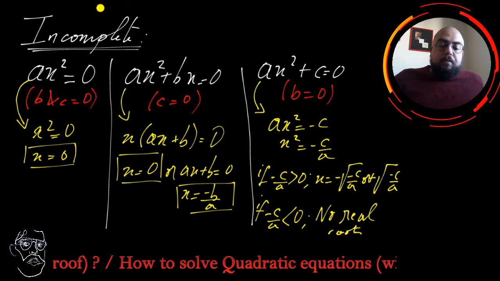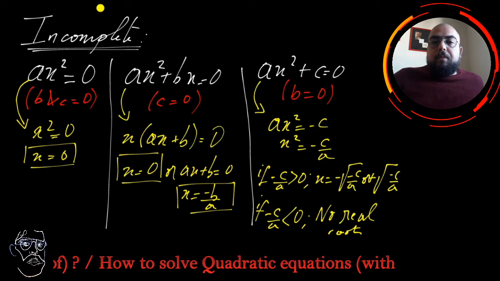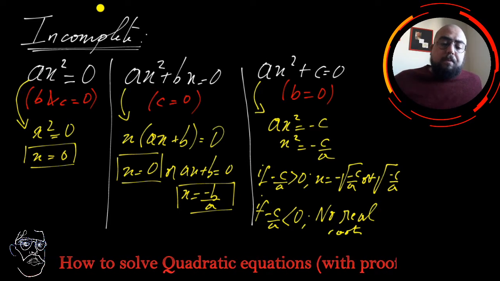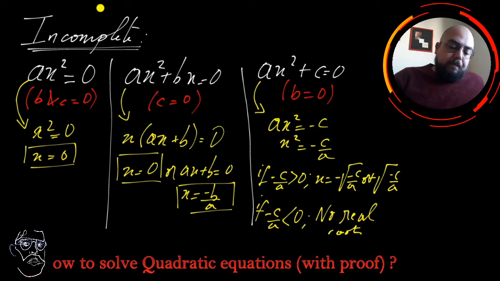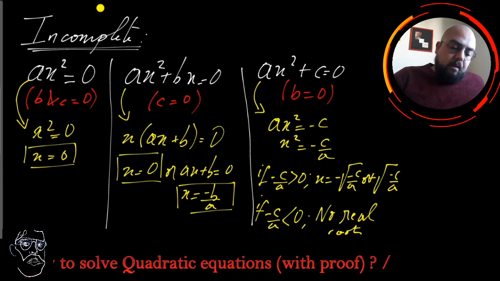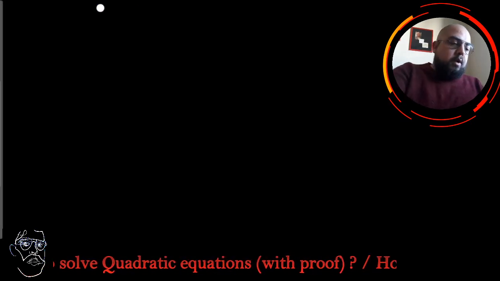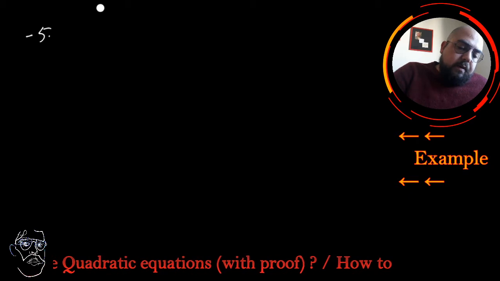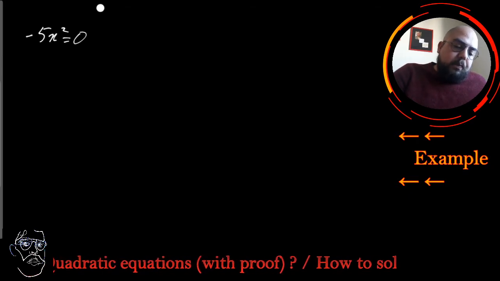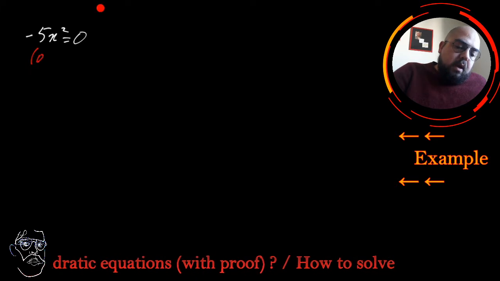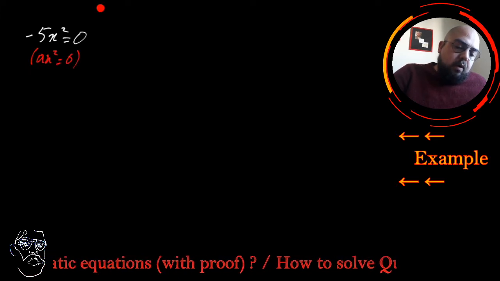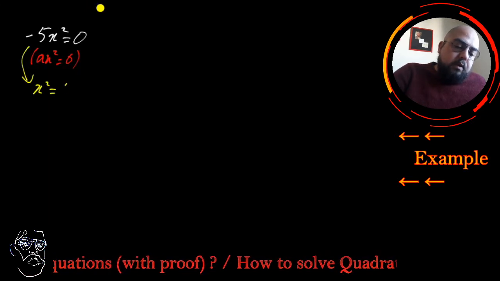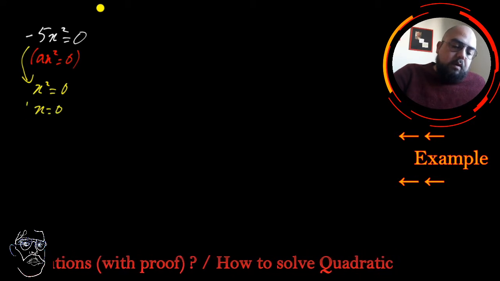So these are the incomplete forms where b and c could both be equal to 0, or simply c could be equal to 0, or b could be equal to 0. I'm going to take an example about each one and we're going to solve them together. So let's go forward. An incomplete form, let's say we have minus 5x squared is equal to 0. This one represents the form ax squared is equal to 0. How do I solve? Very simple. You simply say x squared is equal to 0, so x is equal to 0, and that's it.